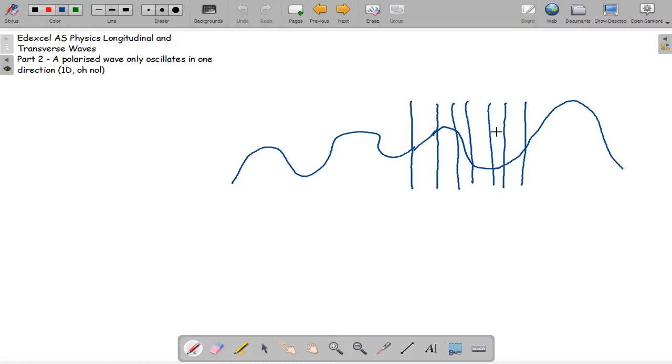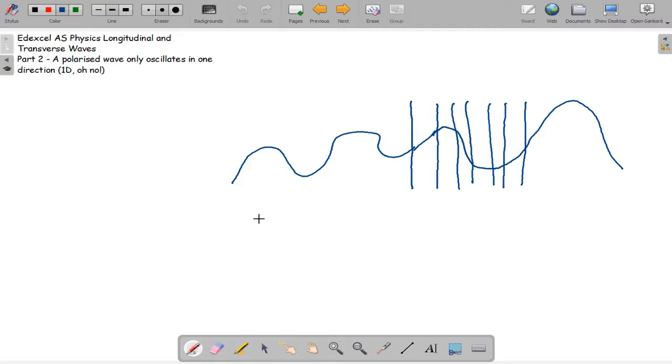If you try to pass waves with the rope through the vertical fence, the wave will only go through if the vibrations are vertical, and the fence filters out the vibrations in any other direction. This is what's known as polarizing the wave, or getting the wave to oscillate in one direction. If you had two polarizing filters at right angles to each other, then no light will get through. It's just not going to happen.